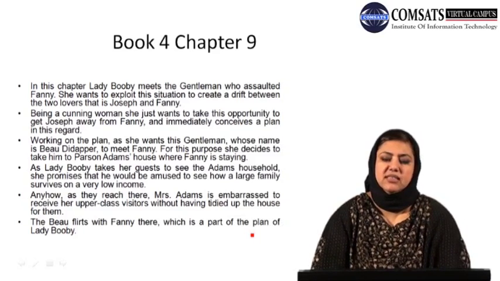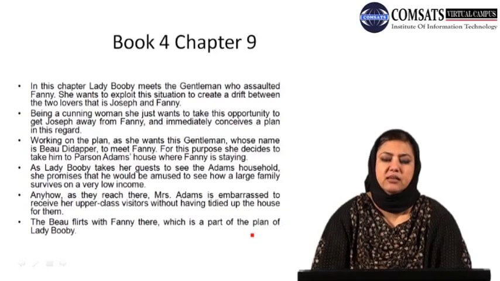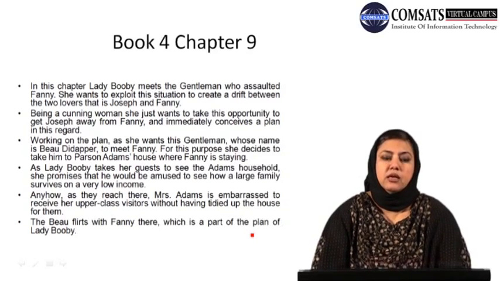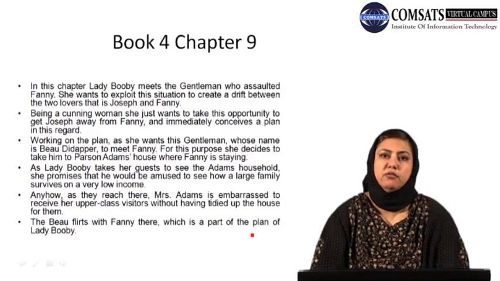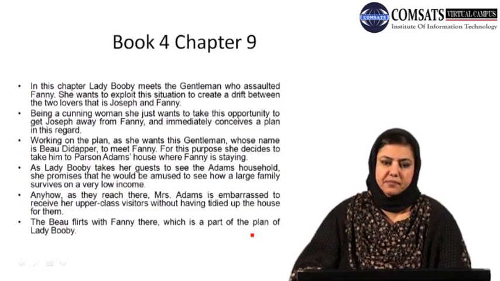Anyhow, as they reach there, Mrs. Adams is embarrassed to receive her upper-class visitors without having tidied up the house for them. Now the Beau utilizes this opportunity to flirt with Fanny there, which is a part of the plan of Lady Booby.